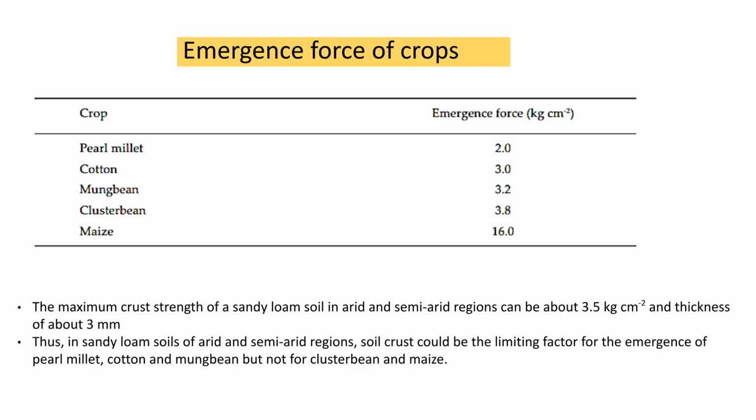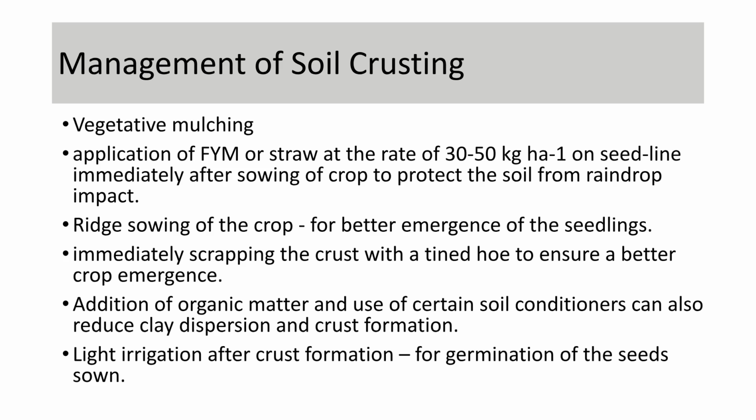less affected by crusting. Managing soil crusting includes vegetative mulching, ridge sowing for better emergence, immediate scraping of the crust with a tined hoe, adding organic matter, and light irrigation after crust formation.